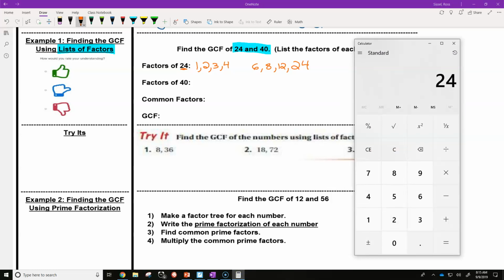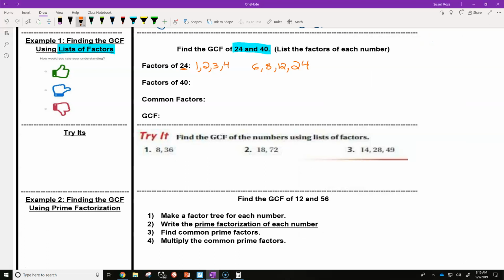Okay, does 5 go into 24? No. It came out to a decimal, so we say no. We're only getting whole numbers. So I skip the number 5. After the number 5 comes the number 6, but we already wrote 6, right? Right there. So these are all the factors of 24. Now we're going to do the factors of 40. Well, I know 1 times 40.